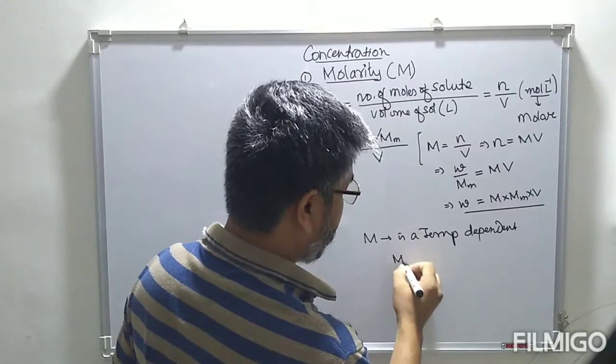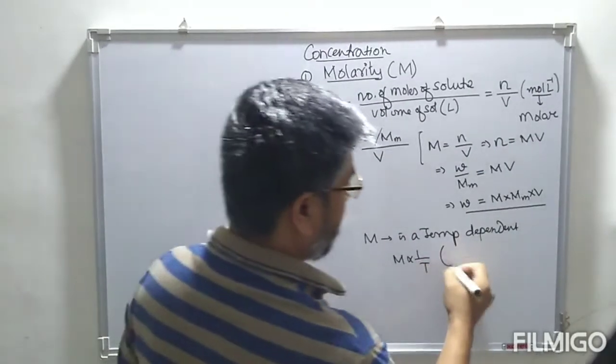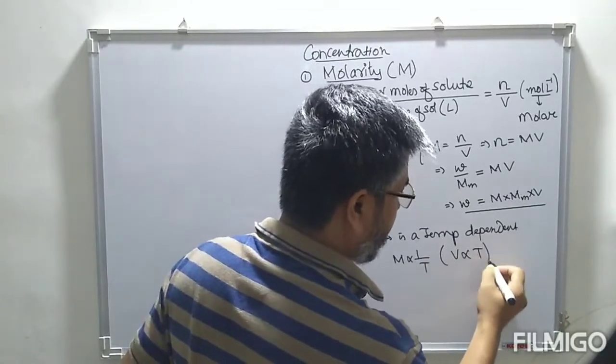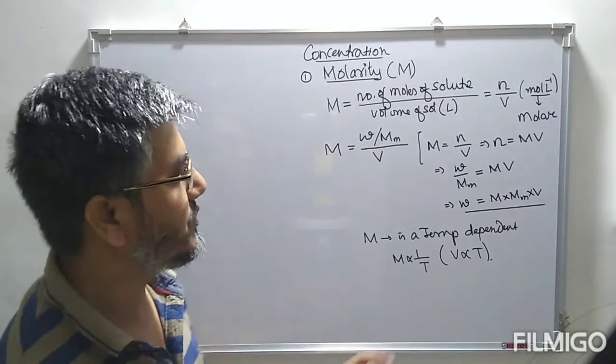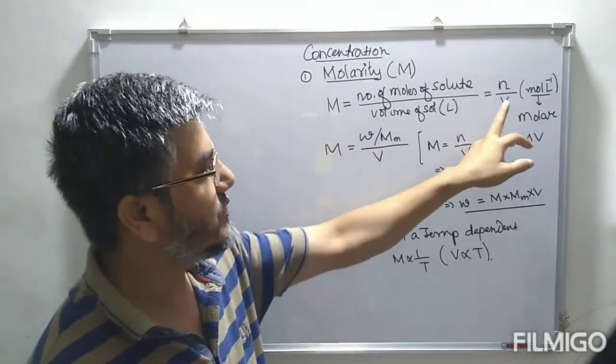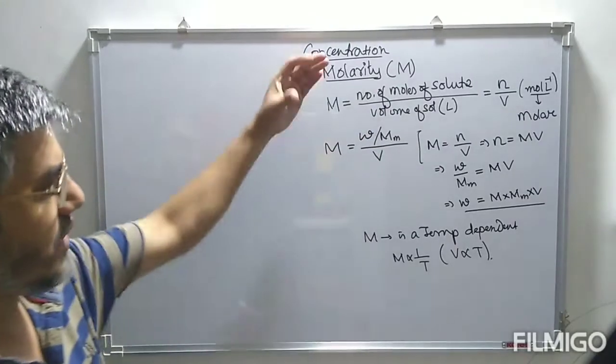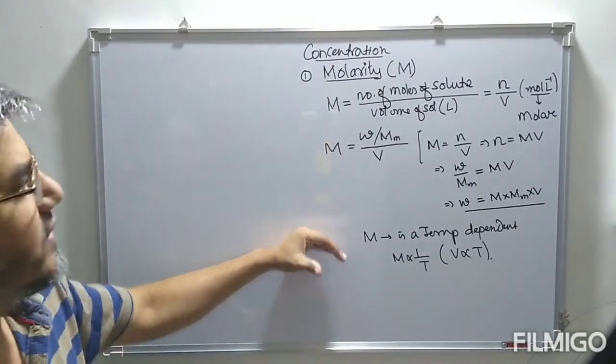That is, molarity is inversely related to temperature. Why? Volume is dependent on temperature. Increase in temperature, volume increases, molarity decreases. Decrease in temperature, volume decreases, molarity increases. So this is how we define molarity.